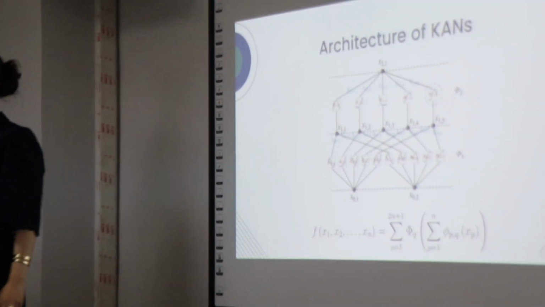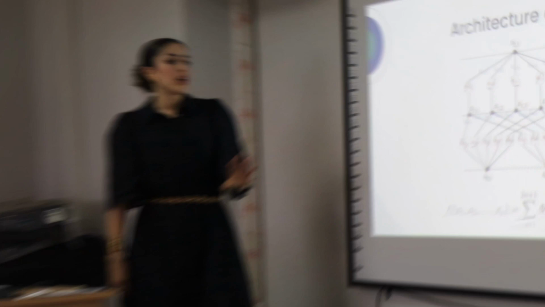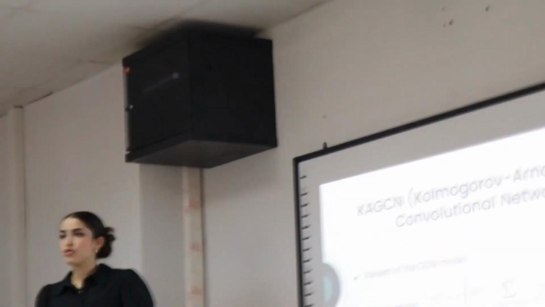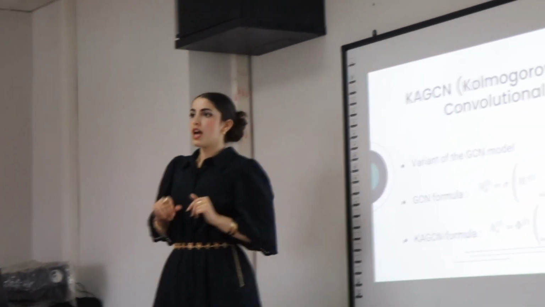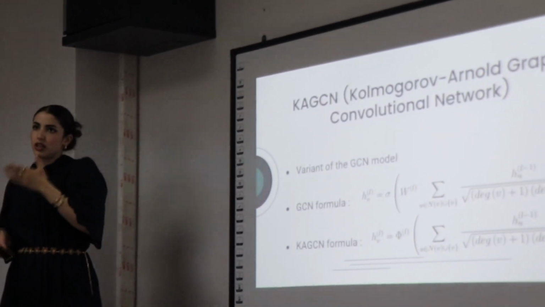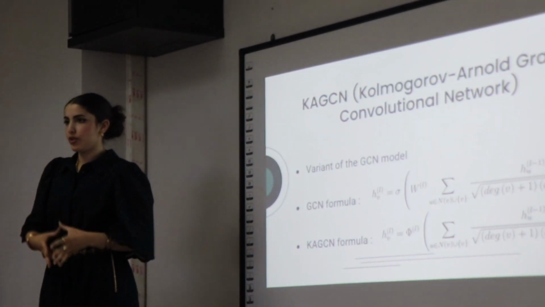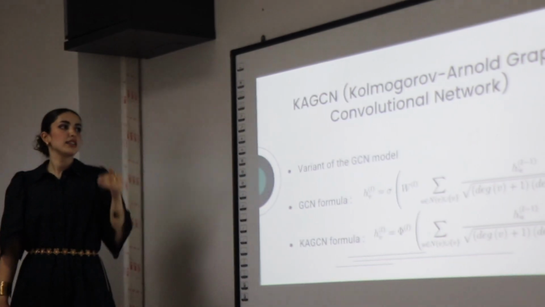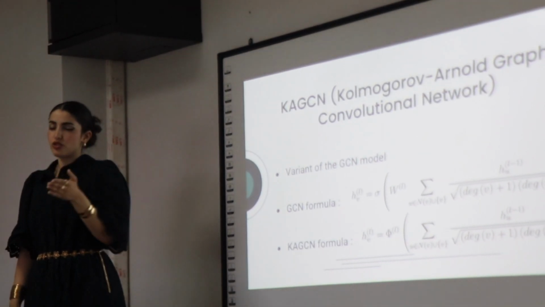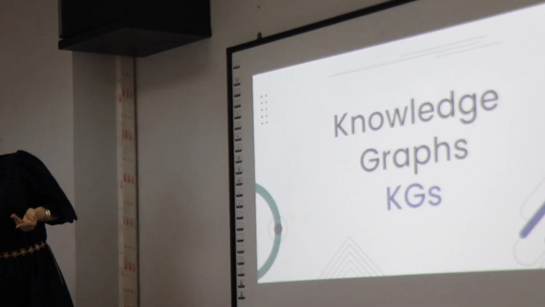The results from these functions are then summed in each node, and we can express a KAN as a composition of its different layers. By aggregating features from neighboring nodes, applying linear transformations, and using a nonlinear function like ReLU, KAGCN enhances this process by replacing the linear transformation and ReLU function with a single KAN layer.